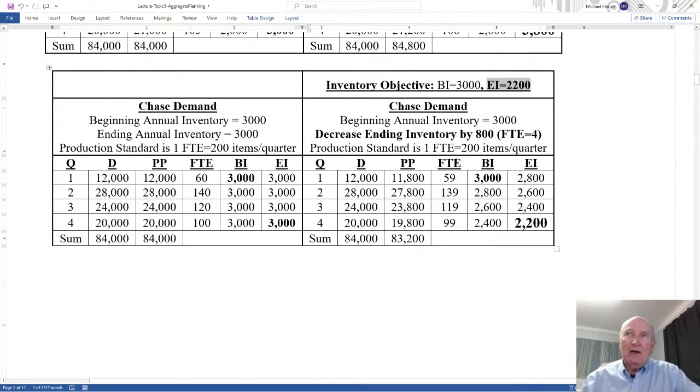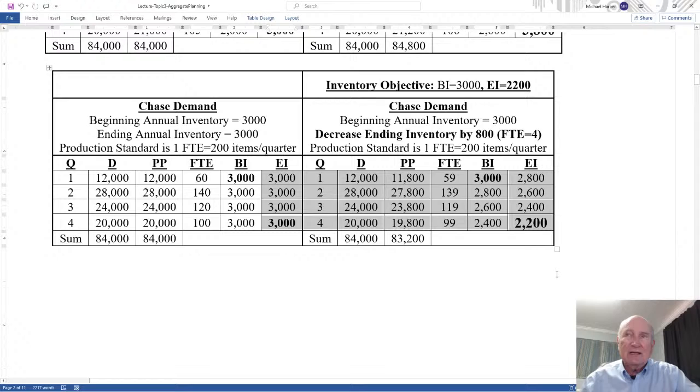Again, how do I do that? Well, again, I have 800. I want my annual demand to be 800 less, but this is chase demand. So probably the more direct way is take this 800, divide it by 4, and subtract 200 from my production plan every quarter. So instead of 12,000, it's 11,800. Instead of 28,000, it's 27,800. So I subtract 200 every quarter, such that every quarter I have, instead of 3,000, I have 200 less, 2,800. Instead of 3,000, I have 400 less, 2,600.